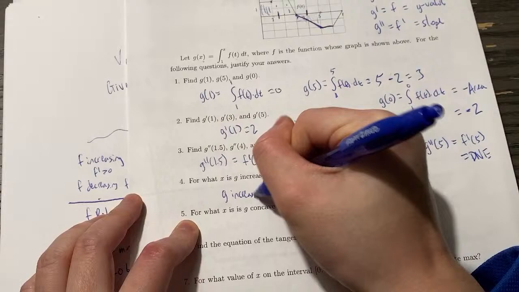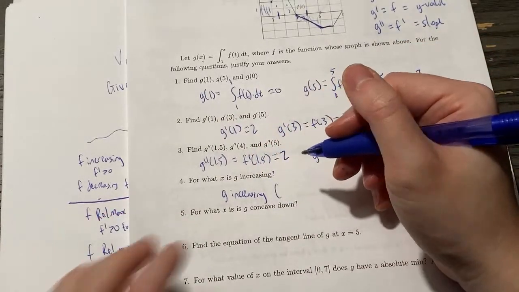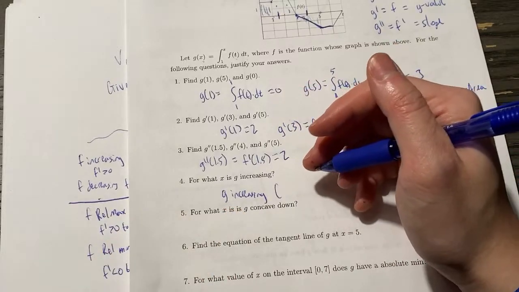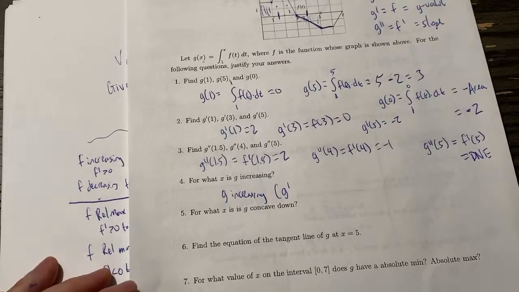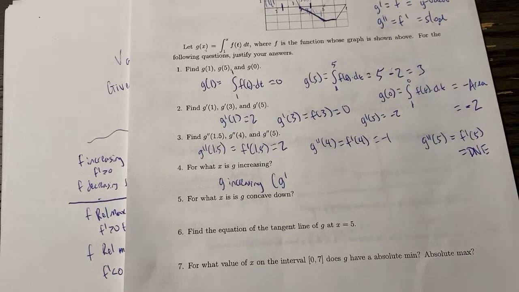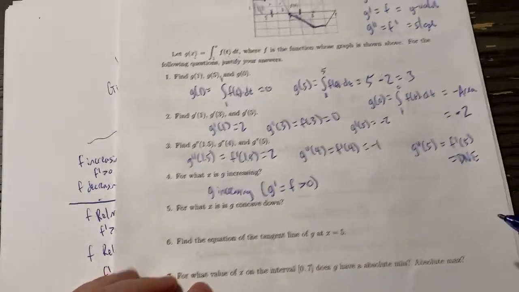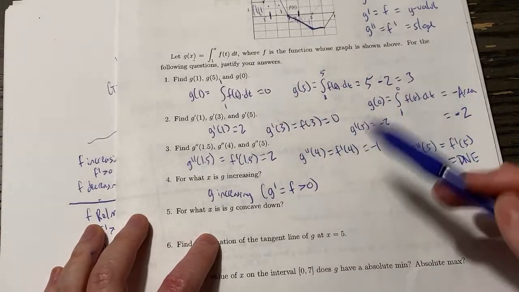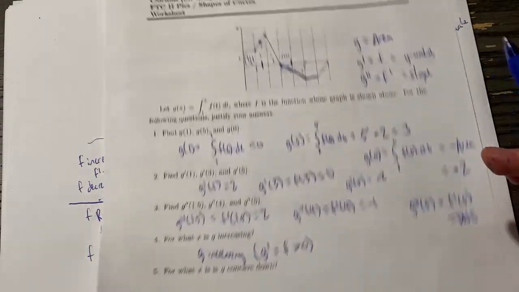Anytime I have these questions, I like to write the question down, and then write the rule before I do the question. Anything is increasing when its derivative is positive, so G prime is positive. Anytime I justify in these questions, I'm going to write G prime equals F. So I'm going to write G prime equals F is positive. Now that I know what I'm looking for in my graph, I'm going to be able to do the question. Let's look at the graph, actually.